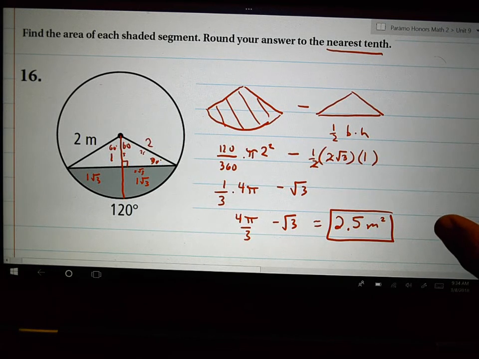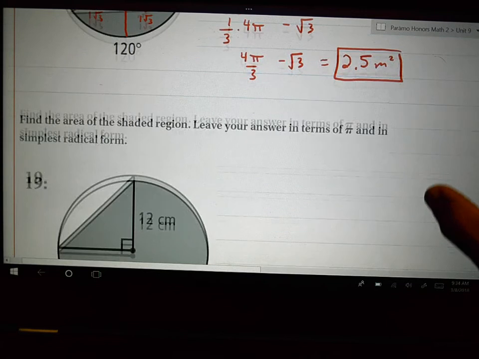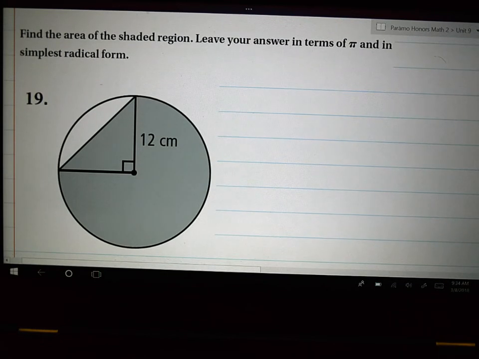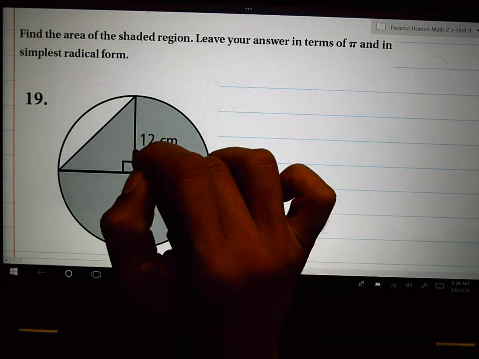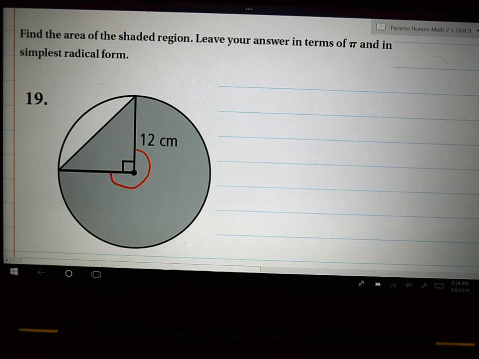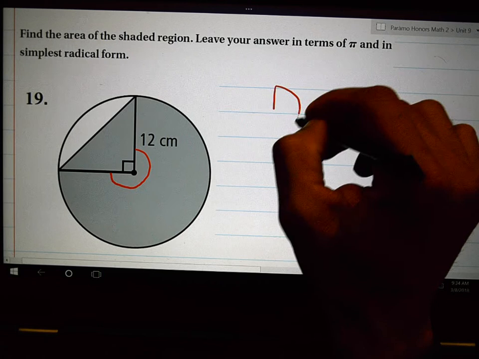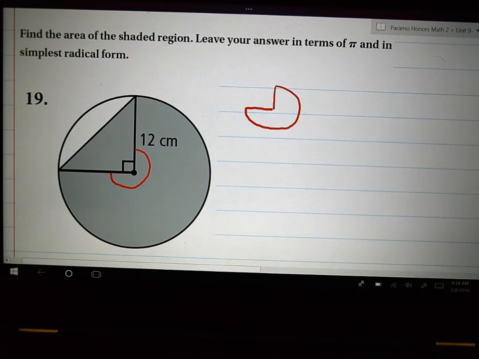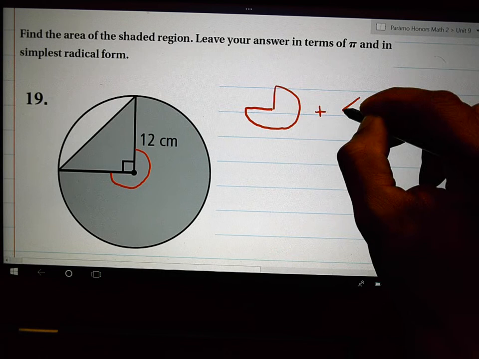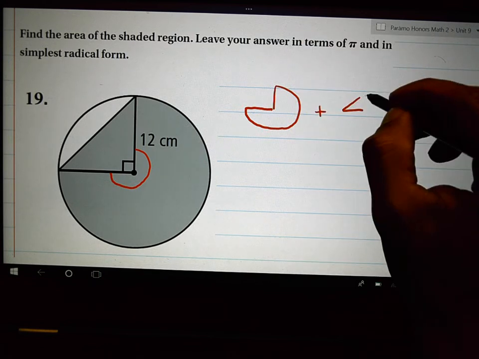Last example. Find the area of the shaded region. This one's kind of opposite of what we did before. You can do it in a variety of ways, but what I want you to do is just use your common sense as you're figuring things out. For me, it will be easier if I figure out what this area is and I add that area. So I'm going to figure out the area of 3/4 of this circle, and I'm going to add the area of the triangle.